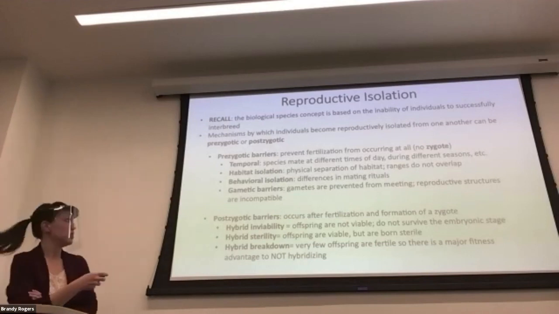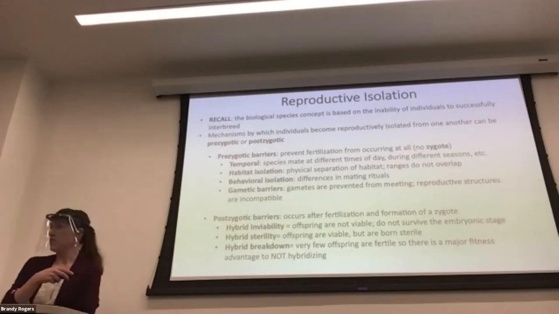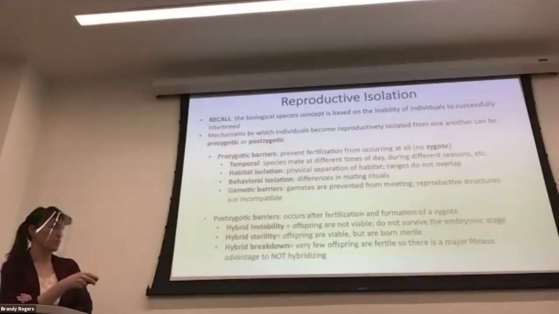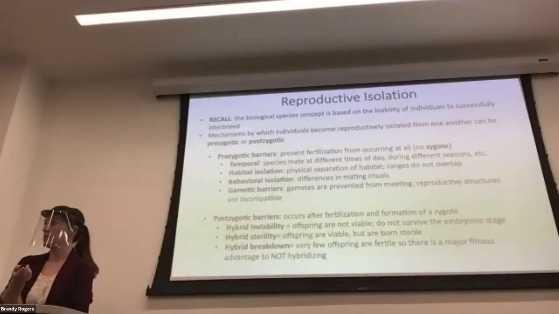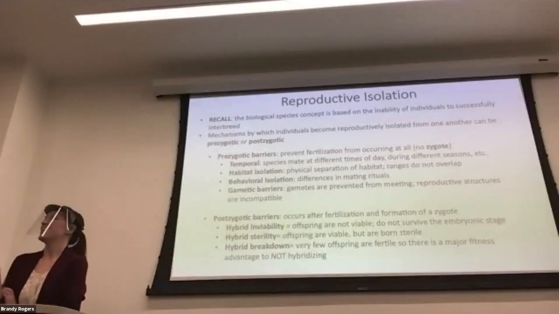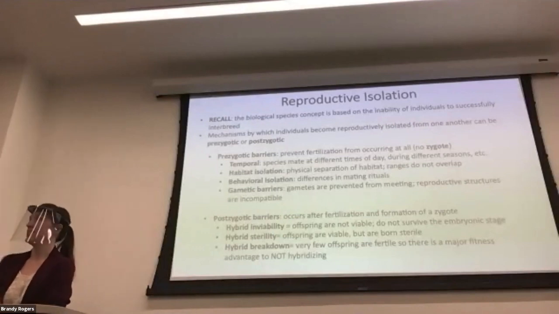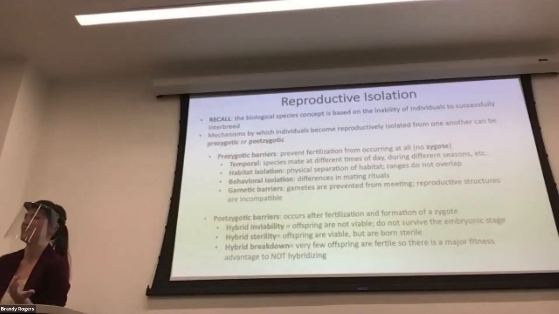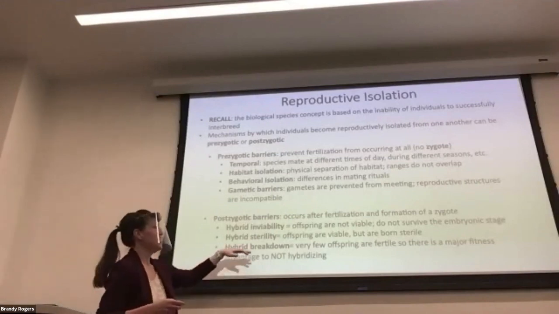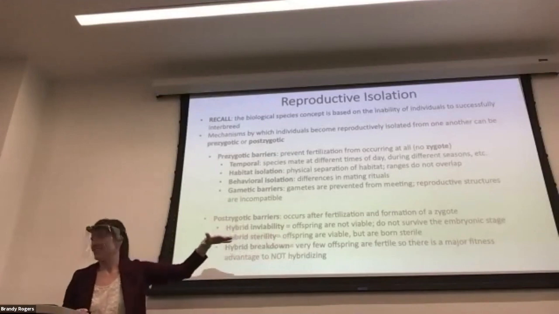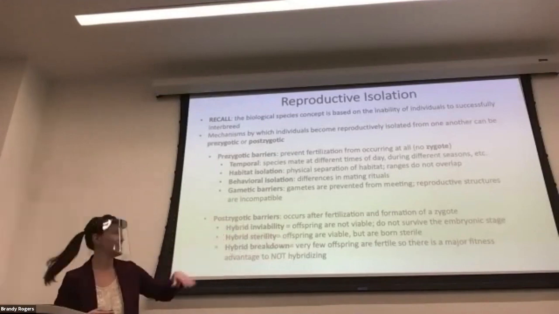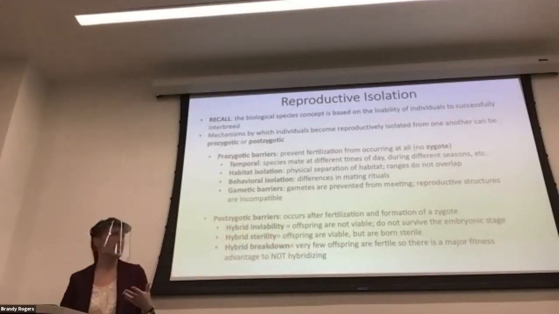It's inviable. Then you get hybrid sterility. So we've talked about both of these already. Sterility just means non-reproductive, right? Not fertile. Infertile. Not producing fertile offspring. That makes better sense. Offspring are sterile, like most mules.